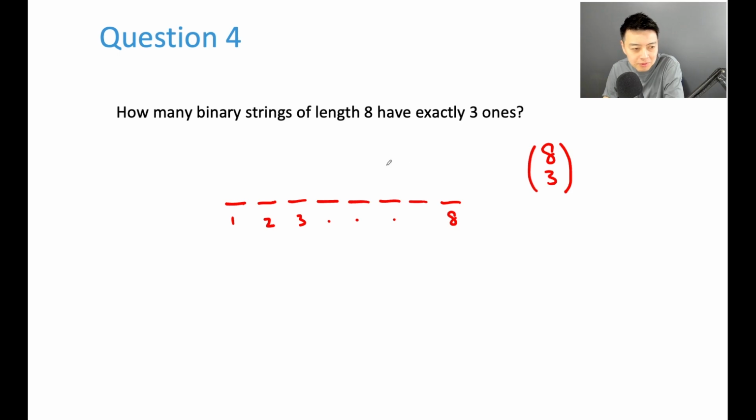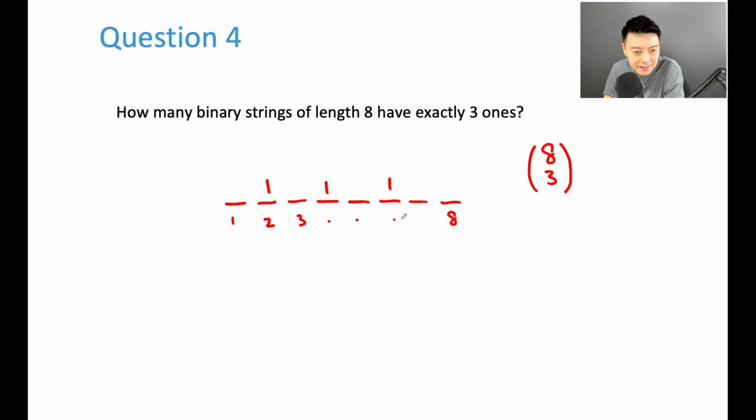So why is it choose? Well, because let's say I choose this one and this one as a 1. It doesn't matter in which order I choose them, right? So I'm just choosing 3 of them. So the second position, the 4th position, and the 6th position here, I'm choosing for the 1s. It doesn't matter if I choose the 6th one first or the 4th one first, and so on.